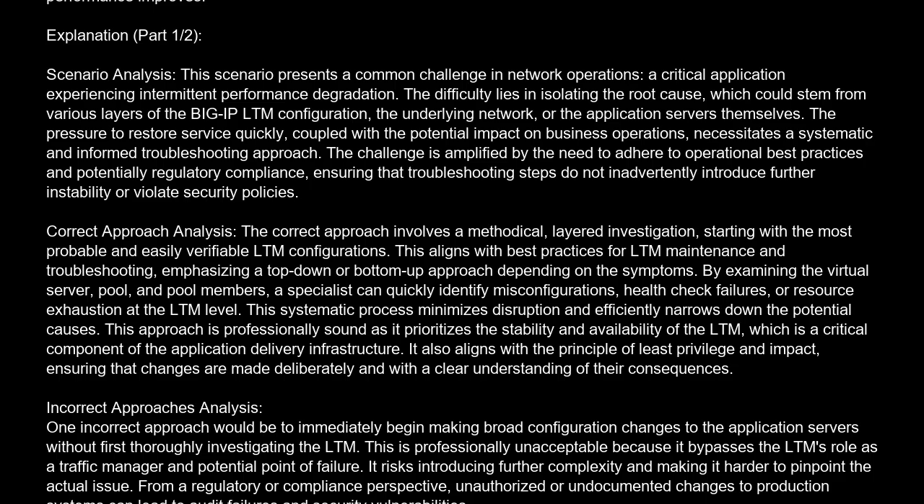It risks introducing further complexity and making it harder to pinpoint the actual issue. From a regulatory or compliance perspective, unauthorized or undocumented changes to production systems can lead to audit failures and security vulnerabilities. Another incorrect approach would be to focus solely on network connectivity between the LTM and the servers, ignoring the LTM's own health and configuration.